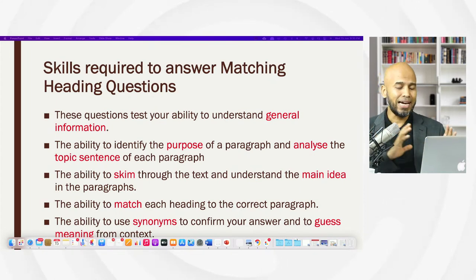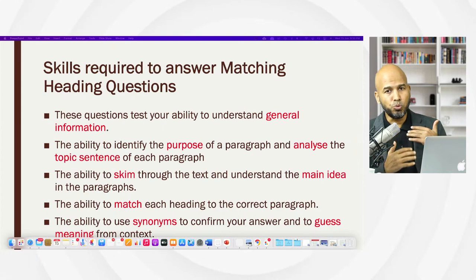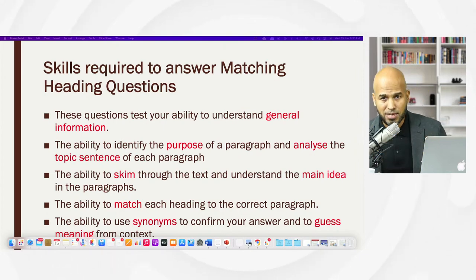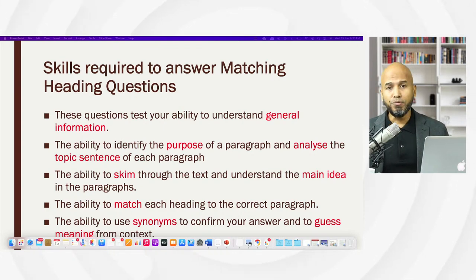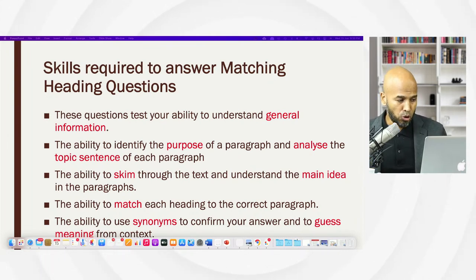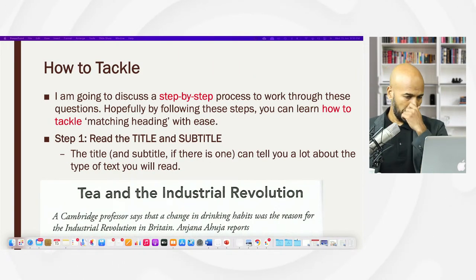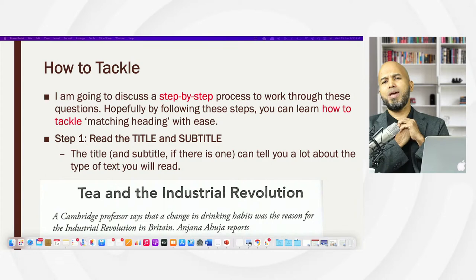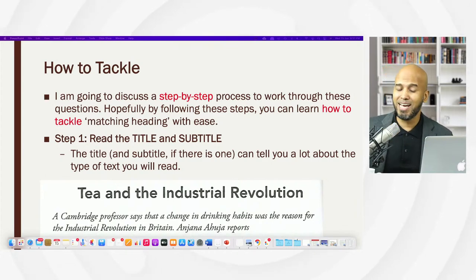If you lack these skills, what do we have to do? We have to enhance our skim reading. We have to improve our synonymous words, the stock of words. We have to try to understand the purpose, the general idea. Now there's a question you may ask: how to solve? Please tell me how to answer them.